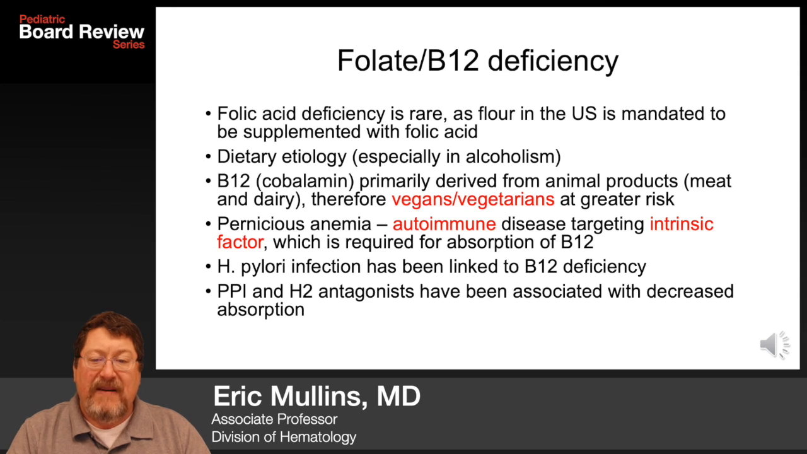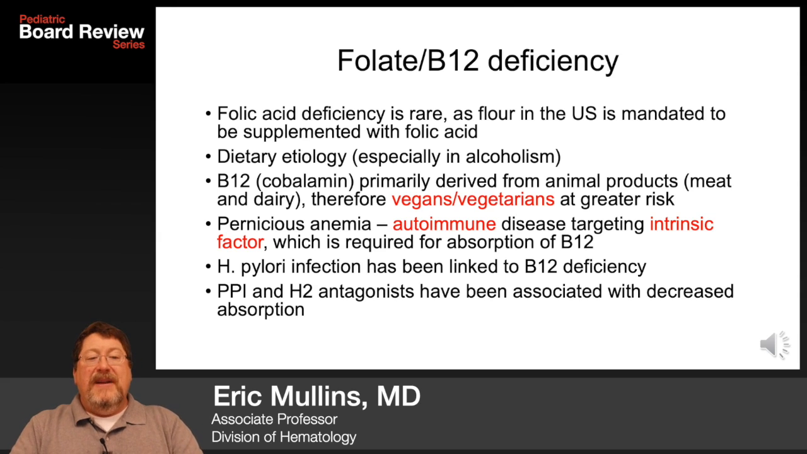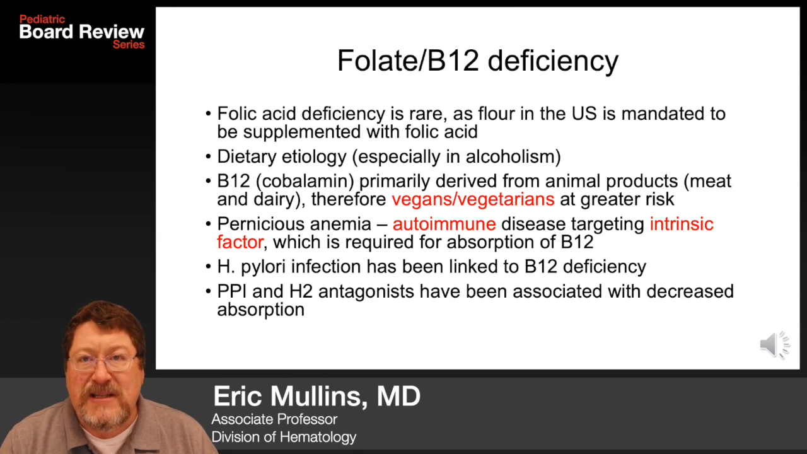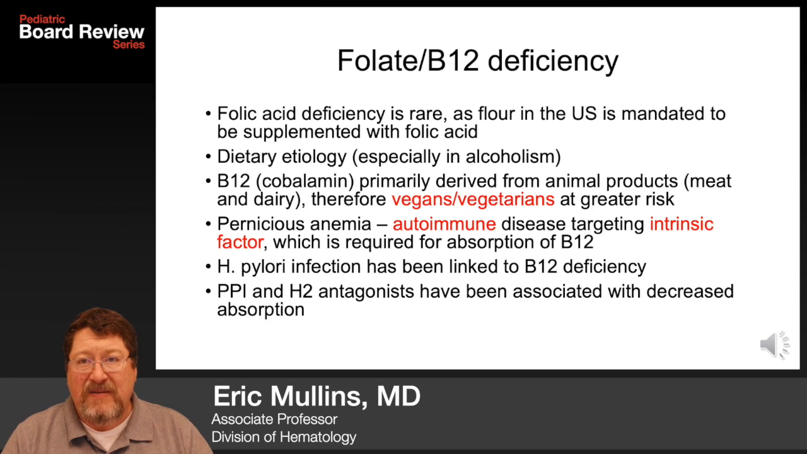B12, on the other hand, is derived from animal products, primarily meat and dairy. So if you have somebody who's vegan or vegetarian, they may be more at risk for dietary B12 deficiency than someone else. Pernicious anemia is an autoimmune disease that targets the intrinsic factor. And you'll remember from med school, intrinsic factor binds to B12 in the stomach and essentially escorts it and provides safe harbor until it's somewhere it can be absorbed adequately. Pernicious anemia essentially targets the cells that make intrinsic factor so that your B12 cannot be absorbed adequately. It's also very rare in pediatrics.